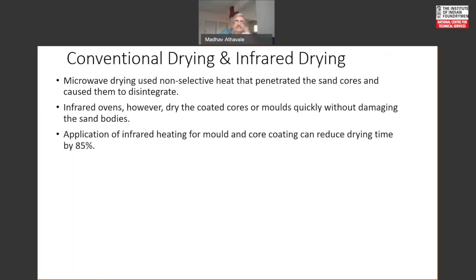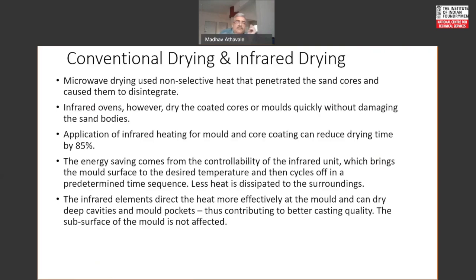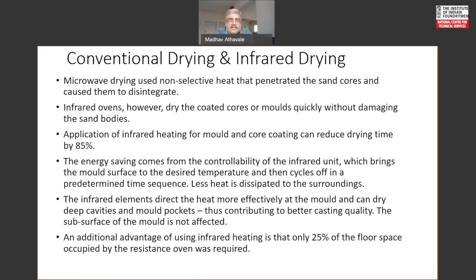Infrared ovens, they are very good. They will dry very quickly without damaging the sand. The drying times can be reduced by as much as 85% is what experience says. Energy saving comes from controllability of the infrared unit. I'm going through quickly because we have less time now. Infrared elements will direct the heat more effectively at the mold and can dry the deep cavities. So, better casting quality. And it uses less floor area as compared to resistance ovens or any other big drying ovens.